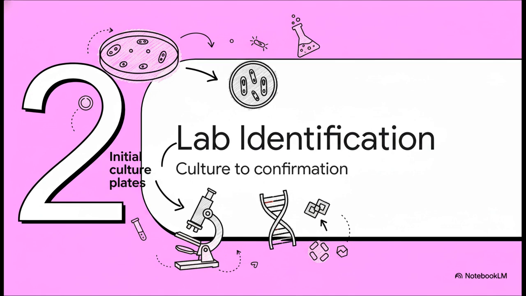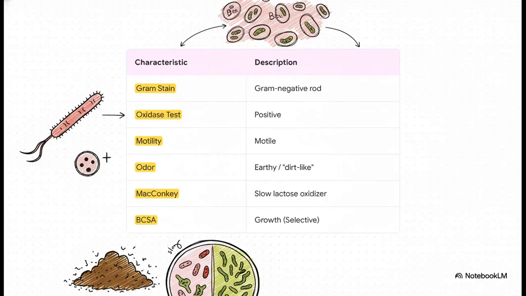All right, let's put ourselves on the bench for a minute. A specimen from one of these at-risk patients shows up in your lab. Let's walk through that whole identification journey, from the moment you streak the plates to getting that final molecular confirmation. So what are the clues we're looking for? Well, it's a gram-negative rod, it's oxidase positive, and it's motile, standard stuff. But there are a few distinctive features that should really make you start thinking BCC.